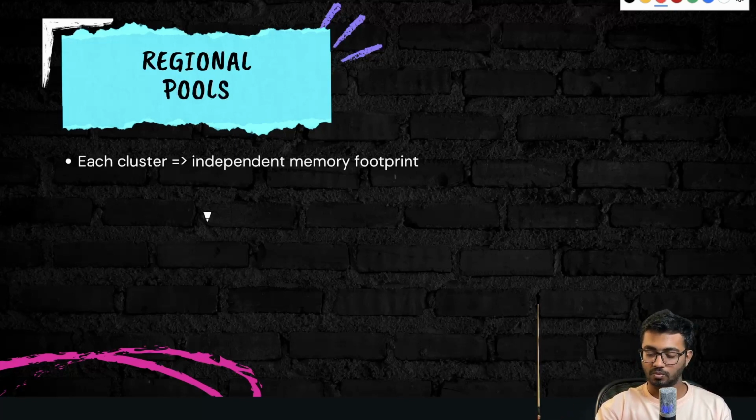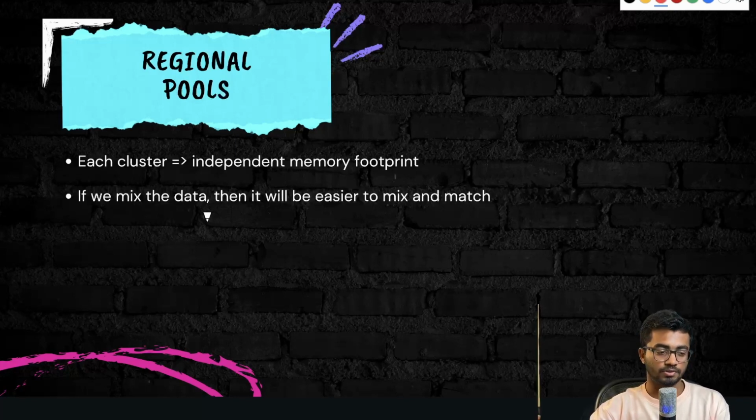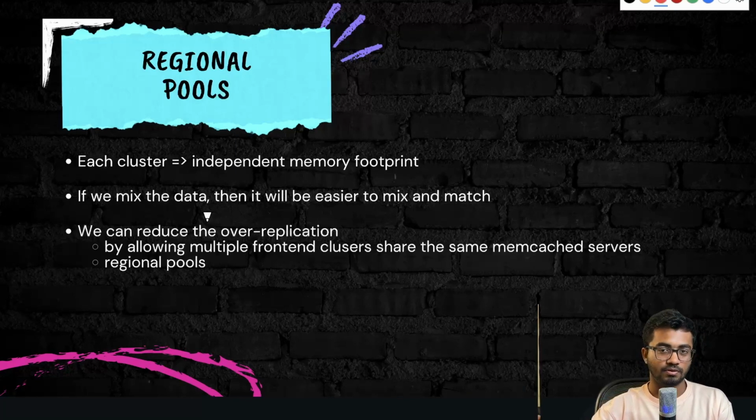So they will have a memory footprint based on the requests that they're receiving. If they're receiving skewed requests, then the data that is stored in the cache will be skewed as well. So it is very important to send out uniform traffic across all the clusters, so that in case one of the clusters goes down, we can just replace it with another copy of the same cluster. That is why it's recommended to mix the data, and that will be easier for us to invalidate, take down for maintenance and so on.